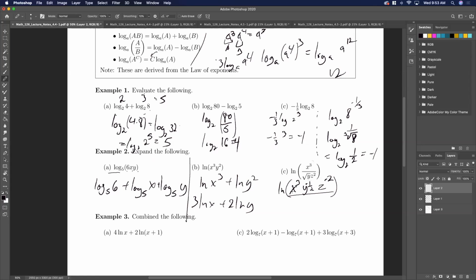And then once I've done this, I can write ln of x cubed plus ln of y to the -1/2 plus ln of z to the -2. And then here I'll have 3 ln of x minus 1/2 ln of y minus 2 ln of z.